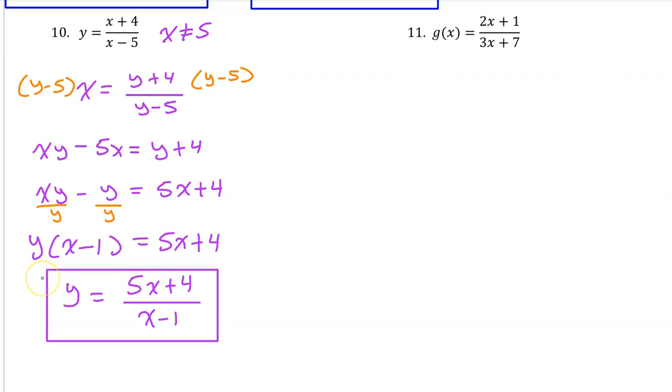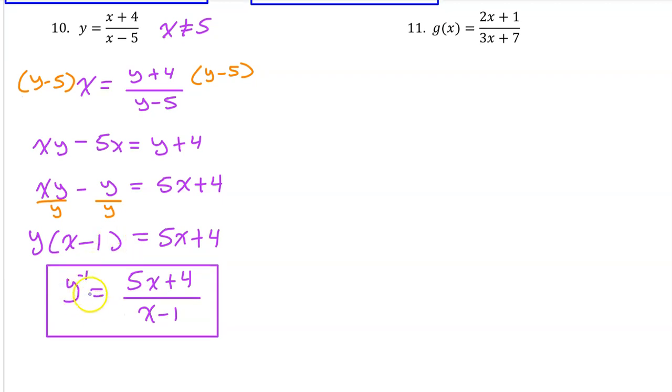So this is the inverse function. The original function was called y, so we don't need to change the name of this. Actually, let's call it y inverse and give it the -1 superscript.